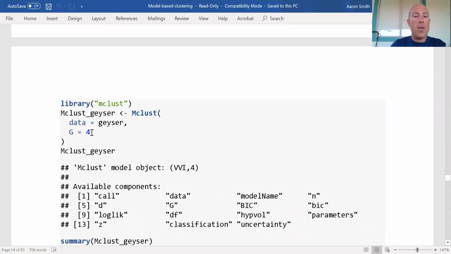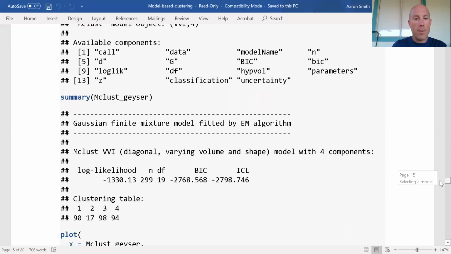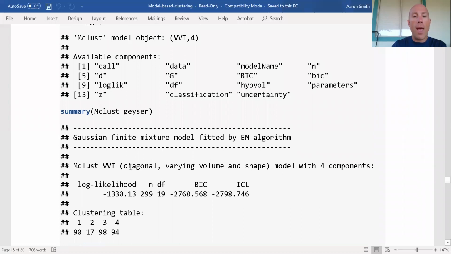So I set G equal to 4, and this is going to go through all of those different model shapes, the ellipsoids, the sphericals, varying volume, same volume, stuff like that, and it's going to try and find the best one. So here we have a VVI. What is VVI? It is diagonal. Diagonal refers to the covariance matrix, varying volume and shape. So it's letting the volume and the shape vary, but we're talking about diagonal covariance matrices. That means that the X and Y directions are going to be independent of each other.